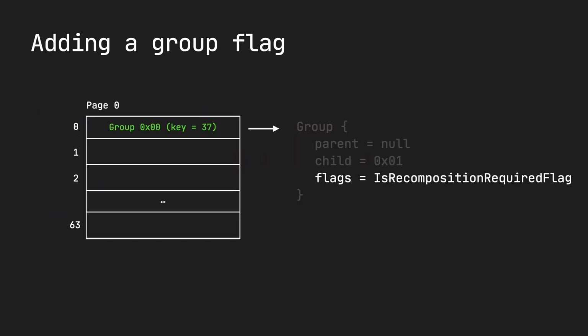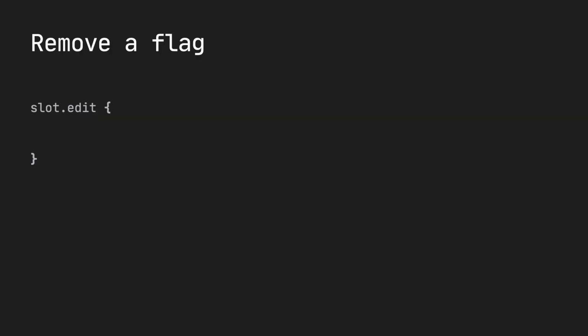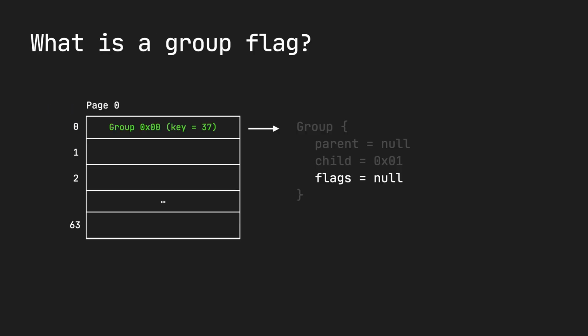How do I go about removing this flag if I need to? A slot table has an editor that I could access using the edit method like this. And inside of there, I could call the remove flags method just like this, with is recomposition required as the parameter. And that will make the flags null. So I could add multiple flags, and this is really a list. So we looked at how to add this information.